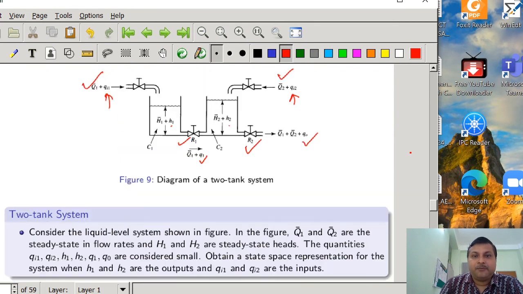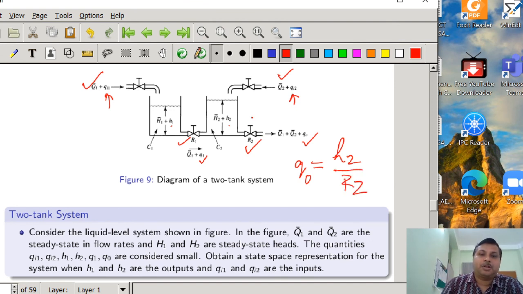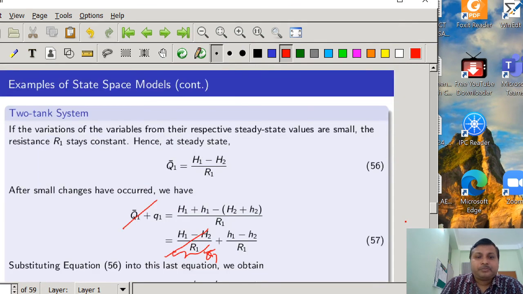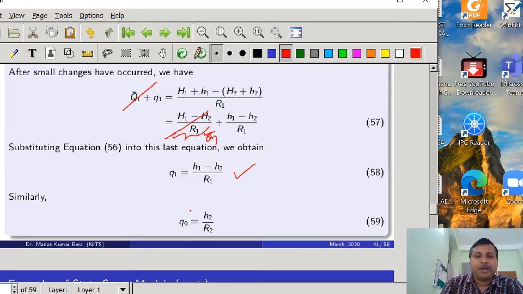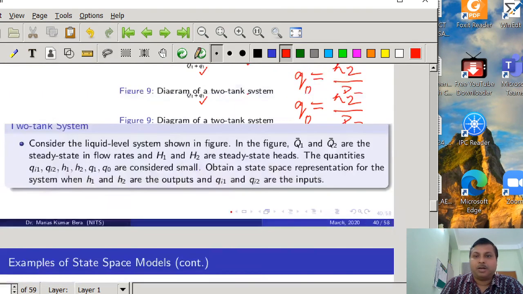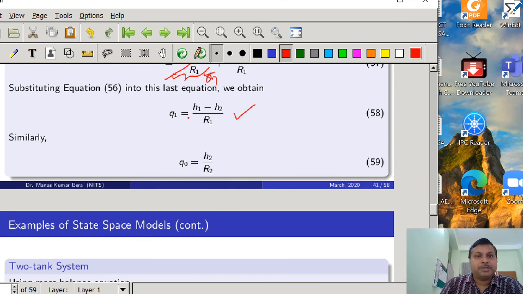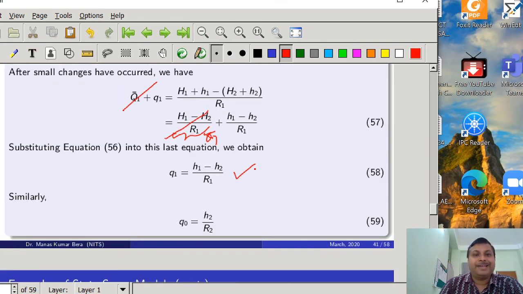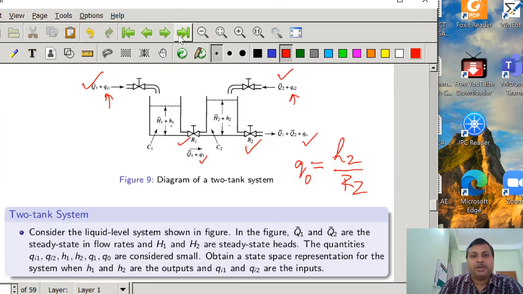Now similarly, if we want to write for Q0, the potential difference is defined by H2 and the resistance is R2, so Q0 will simply be H2 by R2. That has been written in the next equation, 59, that is Q0 is equal to H2 by R2. Now after knowing these two relations, 58 and 59, we will move to write the differential equation for this system. Which law will we apply to find the differential equation? Definitely the mass balance equation we will try to write.